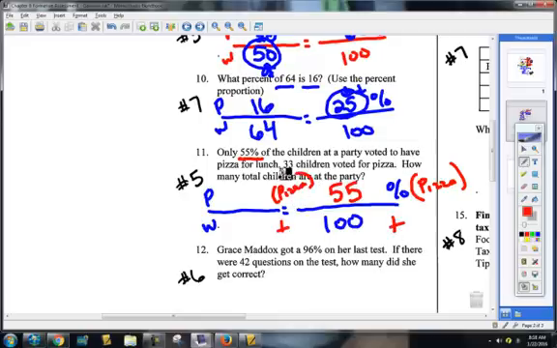Let's keep reading. 33 children voted for pizza. So is that representing the part that voted for the pizza or the total amount of kids? The part. There we go. We want to know how many total kids. We're going to cross multiply and divide, and that's going to be 60 total kids.